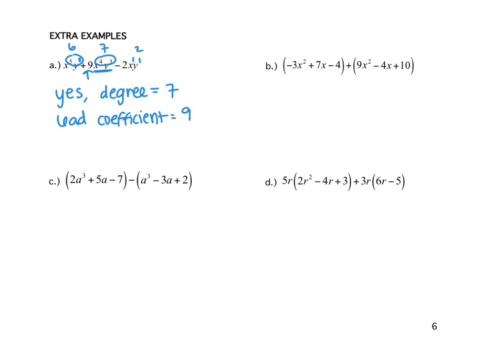For B, C, and D, we're just performing operations. In B, we're adding. Don't do extra work. Some students think anytime that they see the parentheses they need to multiply. You're not multiplying, just combining like terms. So -3 and 9 gives me 6x squared. 7x and -4x gives me 3x. And -4 and 10 gives me 6.